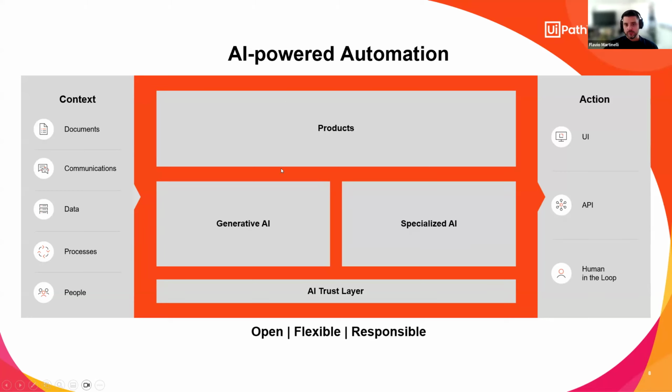With all the products that you know, Document Understanding, Communications Mining, all the UiPath products that are using our AI. But which kind of AI? Well, we can work with generative AI, like, for example, OpenAI, ChatGPT. That is one AI trained on a big amount of data, lots of sorts of data, so it's not specialized.